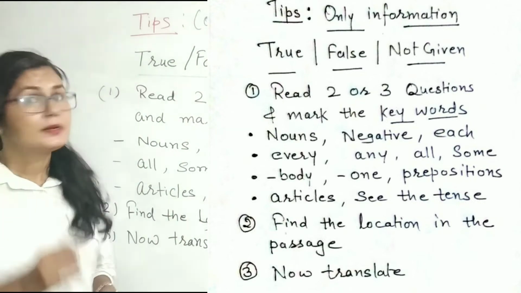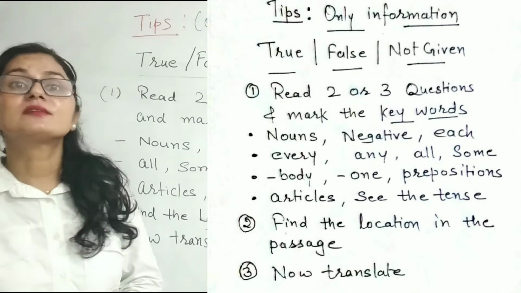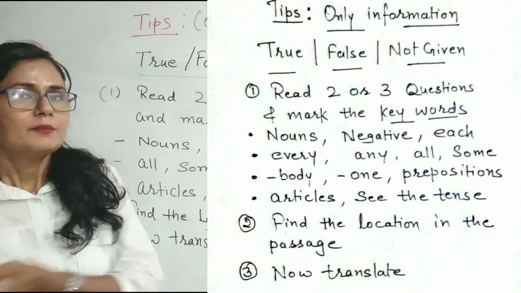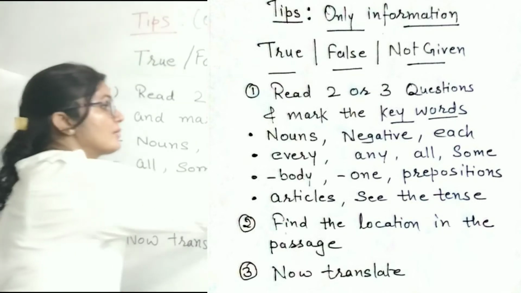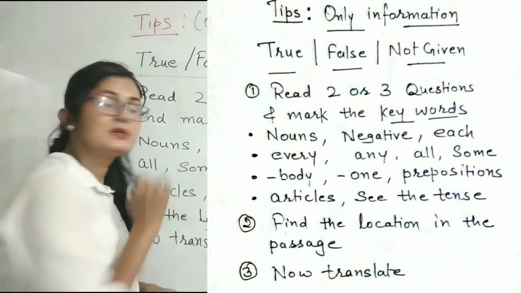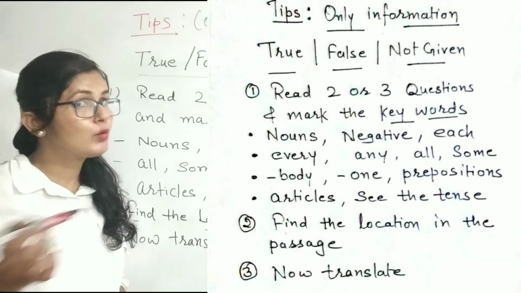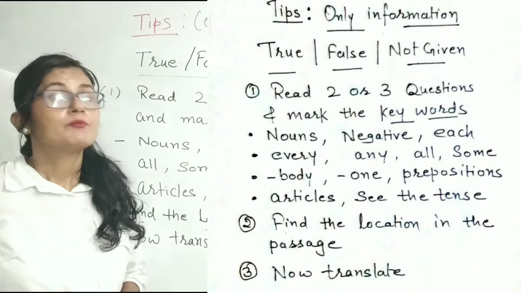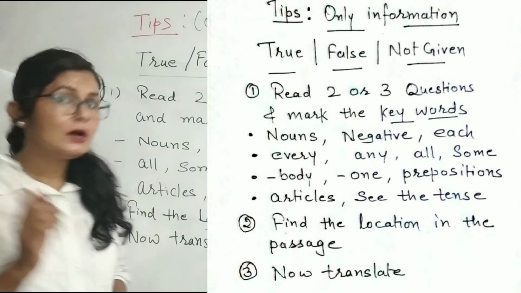Negative words. Negative words means less, low, fine. These kinds of words starting with UN, also unusual. These all are negative words. So, mark negative words, and words like each, every, any, all, some, and the words ending with body, like somebody, anybody. Then words ending with one also, everyone, someone, and prepositions like in, into, on, before, after. I said in my listening lecture also. And articles, a, an and the.